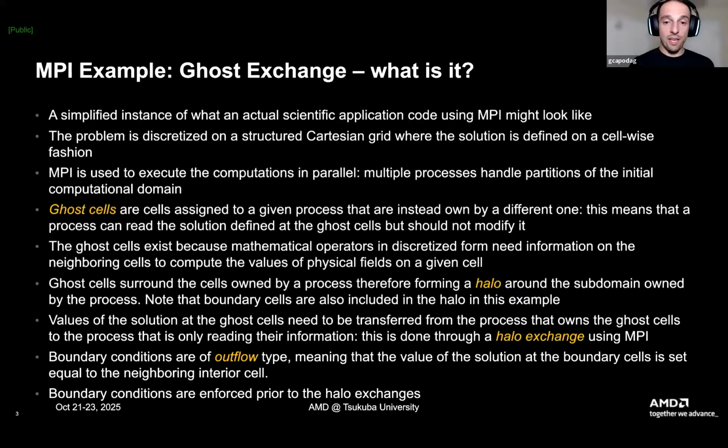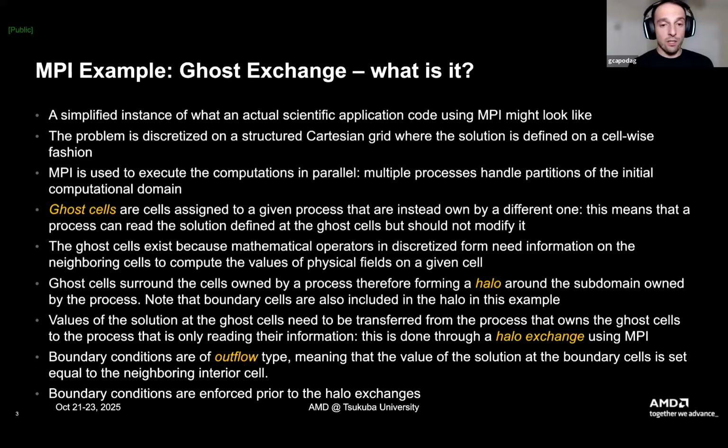MPI is used in this case to parallelize this process of averaging the solution, where the domain is subdivided into subdomains, each of which is assigned to a different MPI rank. And the idea, as you already know, is to have these processes work simultaneously, so that the problem is decomposed into smaller problems that are solved at the same time. And so parallelism speeds up the simulation.